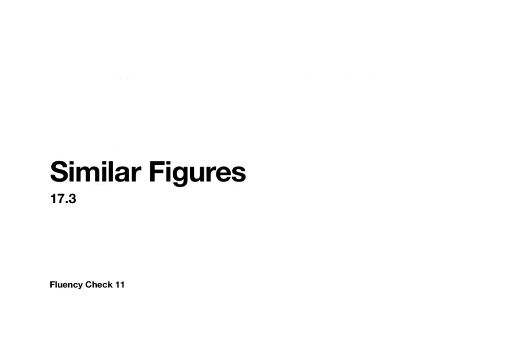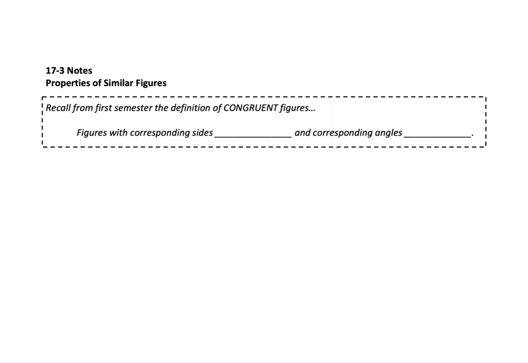So open your notes. And we are going to talk about similar figures. This is 17.3, and we're working towards our fluency check number 11. So here's the first page of your notes. And if you recall from first semester, the definition of congruent figures, they are figures with corresponding sides congruent and corresponding angles congruent. Similar figures are different.